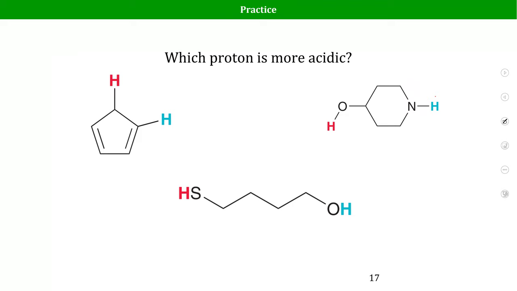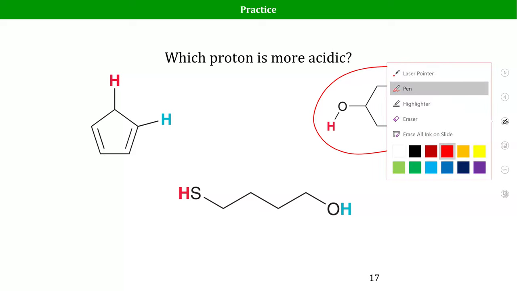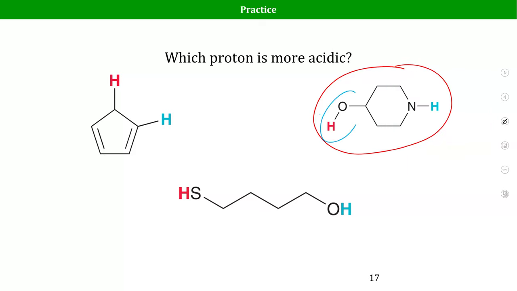All right, so how can I ask questions about this? Similar to the way we've already seen, which proton is more acidic? So we've already answered one like this, right? Is red or blue more acidic? Thiol or an alcohol? Thiol.